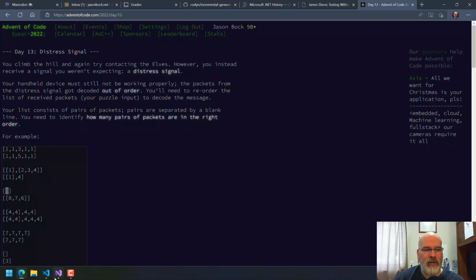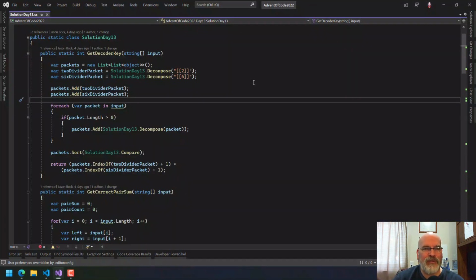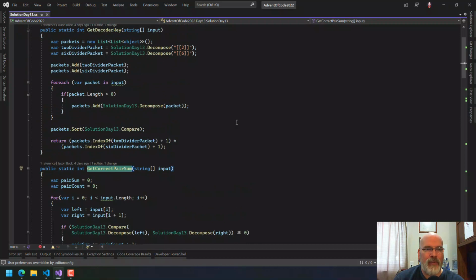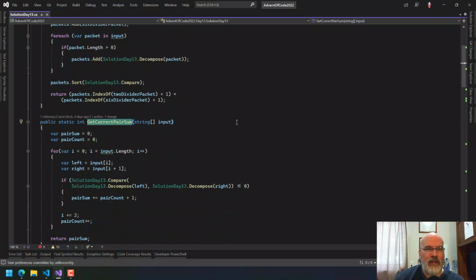this has to become a list of a 9, and then the 8 can compare to the 9 and so on. So what was interesting about this for me is you could do a compare here. You'll notice that I have a get correct pair sum here, which takes this input and creates the left and the right, and you can compose them. But because this is a list of objects, I had to have lists that could have lists of objects, and those could have the ints. I wish there was a better way that I could think of doing this.